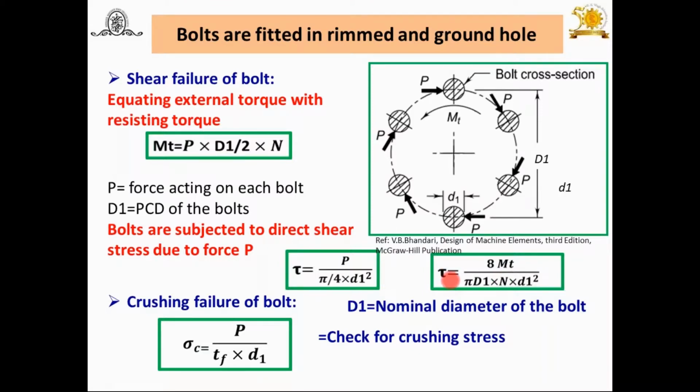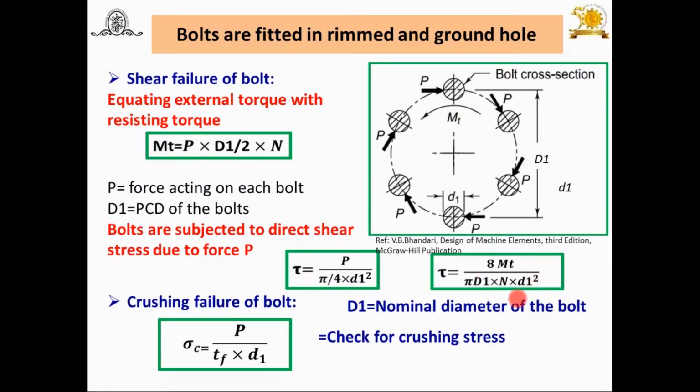Now here, what we have to do? We have to find out the nominal diameter of the bolt, that is d1. The bolts and keys are made of the same material, that is 30C8. Use tau permissible for the bolt material here. Mt is the torque. D1 is the PCD, or pitch circle diameter of the bolt, equal to 3 times the shaft diameter, 180. N, number of bolts, is 4. And we have to find this small d1, the nominal diameter of the bolt.